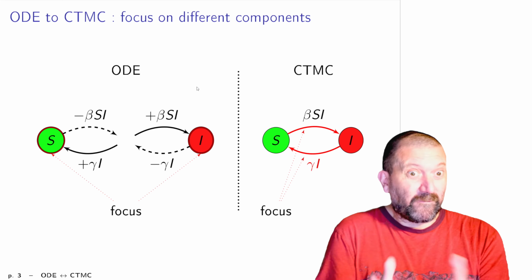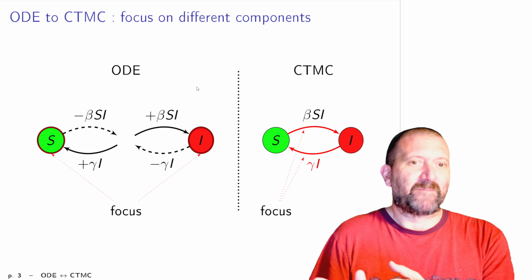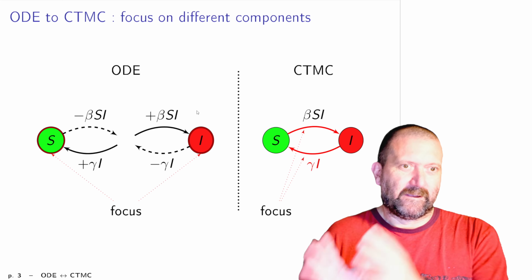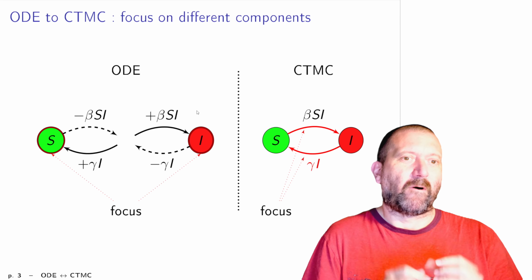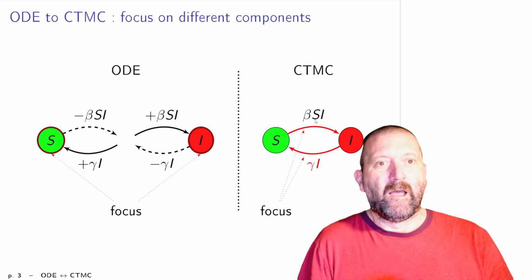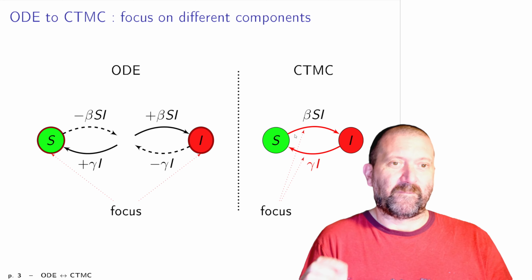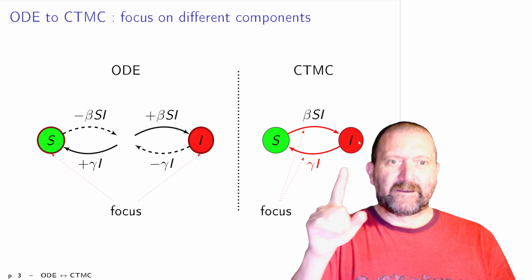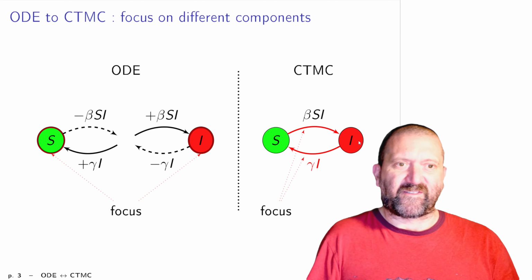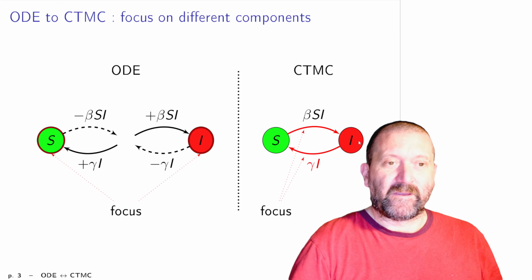Now, if I want to switch to a continuous time Markov chain, I take the same model, but I switch my focus from the states, as I did with the ODE, to the transitions themselves. The transition beta SI means that an individual moved from the S compartment to the I compartment. And gamma I means that an individual moved from I into S. That is the only difference between the two models.